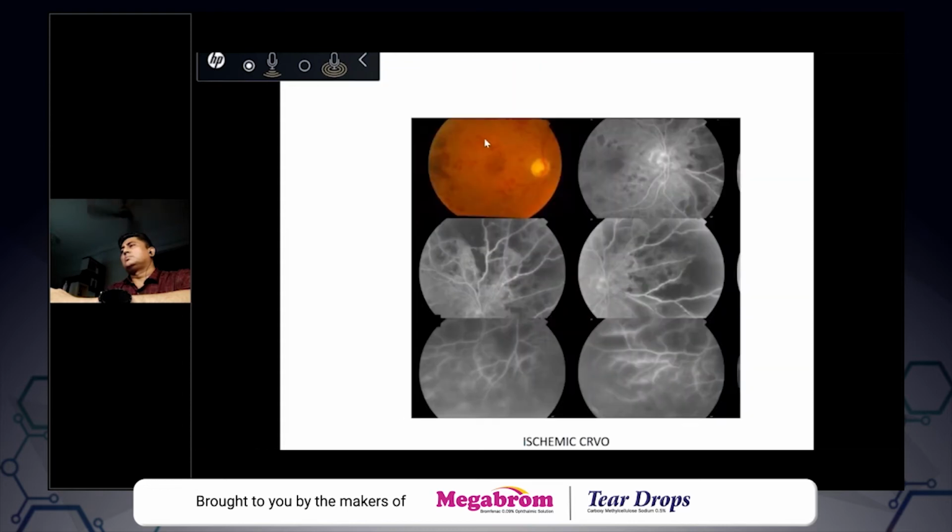Now, look at this picture. This is a CRVO, but you see in the angiogram extensive capillary non-perfusion areas, which are more than 10 disc diameters. So this is an ischemic CRVO, with extensive capillary non-perfusion areas.